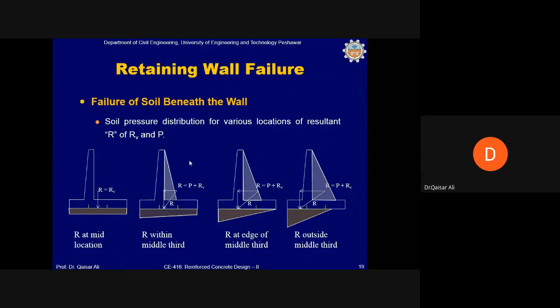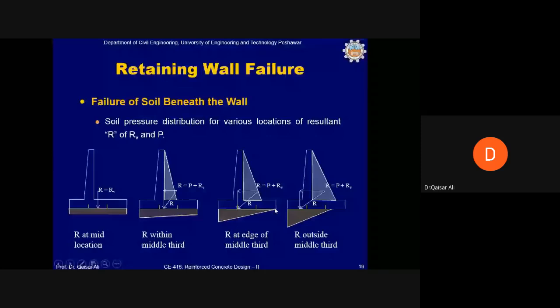Whether the resultant falls within the middle third or outside the middle third will depend on the relative values of the horizontal pressure and the weight of the retaining wall and the backfill. If the weight of the backfill and the horizontal pressure is such that the resultant falls at the edge of the middle third, then this will be the condition. A triangular kind of distribution of the soil pressure will occur with zero pressure below the heel and maximum pressure below the toe.